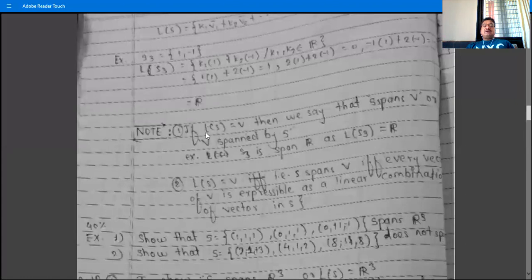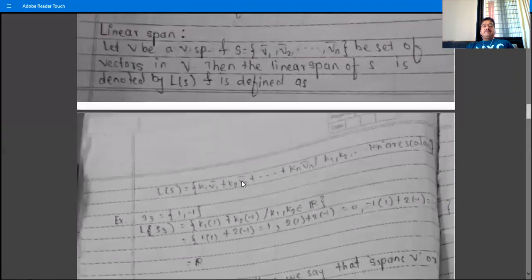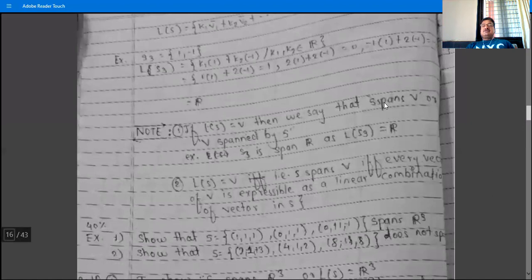So the note is this: if L(S) is V, so this L(S) is itself the vector space V, then we say that S spans V, or we say V is spanned by S. In all cases, L(S) is not necessarily equal to V. In some cases, if L(S) is equal to V, then we say S spans V. So in this example, L(S3) is R, and so we say S3 spans R. L(S) is equal to V, that is, S spans V, if and only if every vector of V is expressible as a linear combination of vectors in S.